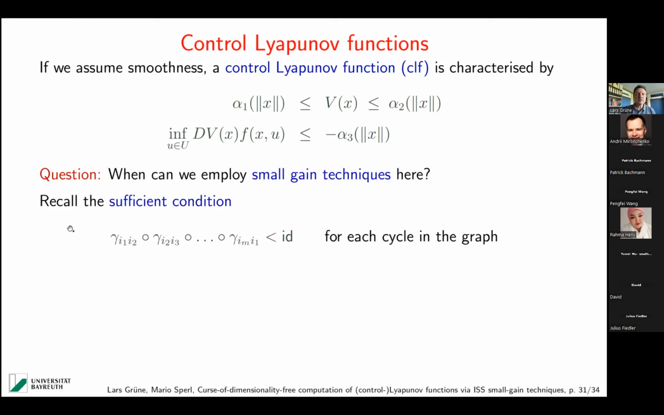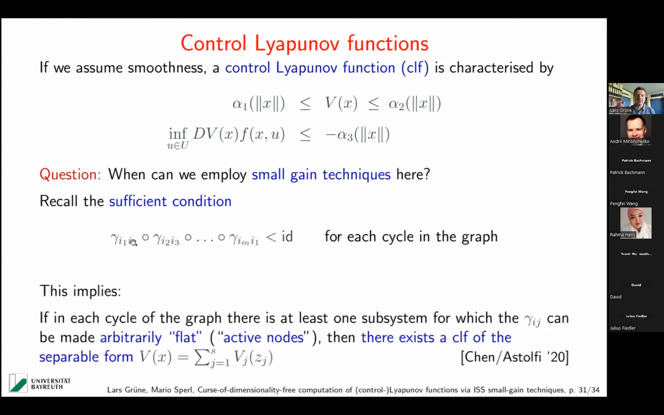So remember, this was the condition that for each cycle in the graph, we want to have this inequality satisfied. And basically what this means is that in each cycle of the graph, there is at least one subsystem for which this gamma can be made as flat as we wish. And these kinds of subsystems are called active nodes in this paper by Chen and Astolfi. Then there exists a control Lyapunov function of the separable form, right? And made arbitrarily flat, of course, means by some controller, by some feedback law that we implement in the subsystem.